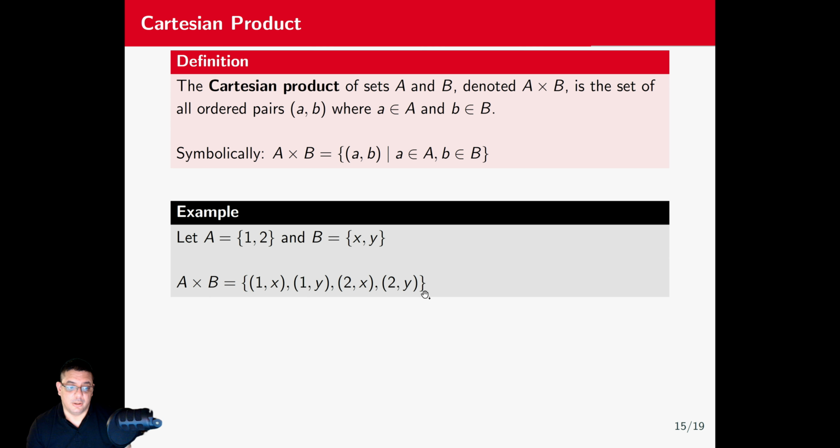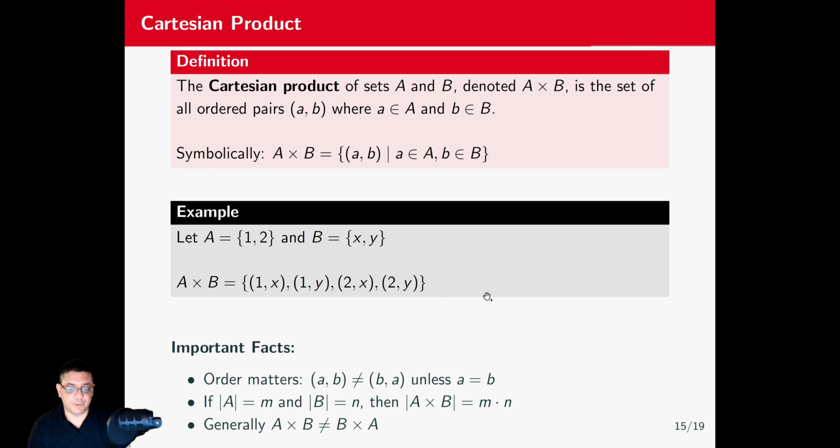Okay, so important facts here. The pair (a, b) is different from the pair (b, a) unless a is equal to b. And if the cardinality of A is m and the cardinality of B is n, then A times B has cardinality m times n. So that's the number of elements. In general, A times B is different from B times A.